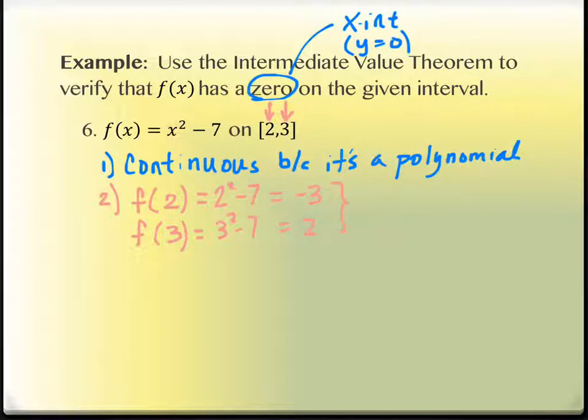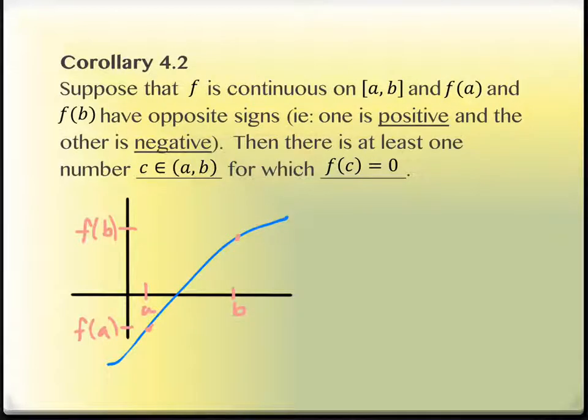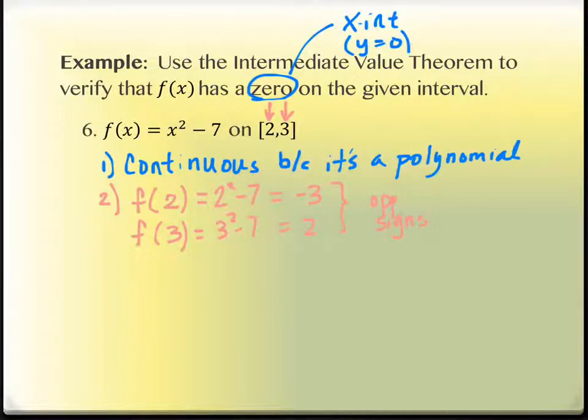And what do you notice right here? Opposite signs. These are, in fact, opposite signs. Okay, so let's go back over here. Continuity, we've got that. Opposite signs, we have that. So what does this corollary say has to happen then? Then there is at least one number, C, between A and B, that's between 2 and 3, where that value equals 0. And that's exactly what we were trying to say happens. So this is sort of the conclusion.